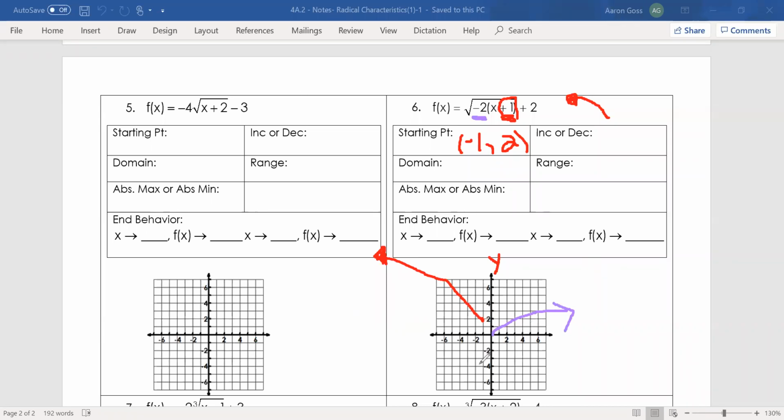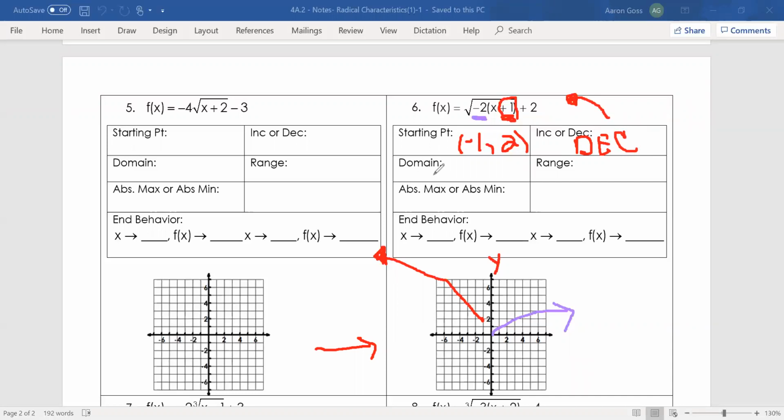Let's see if we can answer some questions. So increasing or decreasing, I read that moving left to right. As I hop down the bunny trail here, what is my graph doing? Decreasing. As I move left to right, this red graph is decreasing.